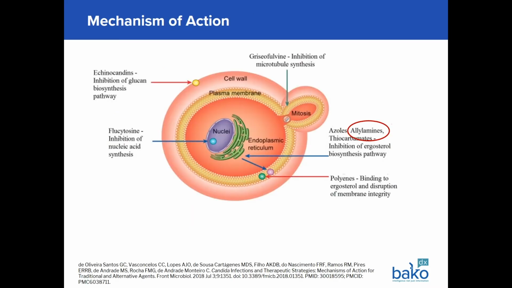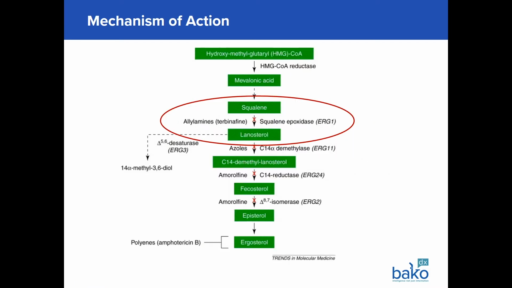This graphic shows the mechanism of action of various antifungals. Terbinafine and the allylamines are here, and along with the azoles, they act to inhibit the production of ergosterol, which is a key component of the cell membrane. If we zoom in a little closer, we can see the series of reactions that's involved in production of ergosterol, and terbinafine acts right here, where squalene is converted to lanosterol, and that is potentiated by an enzyme, squalene epoxidase.